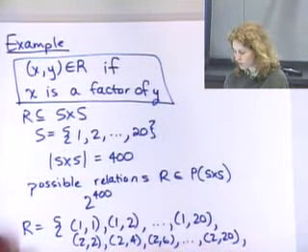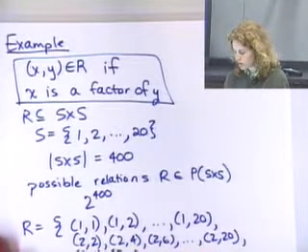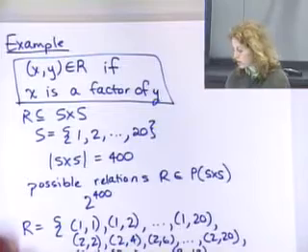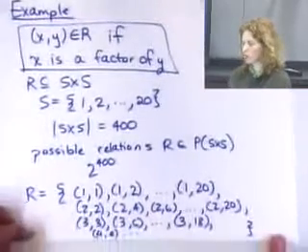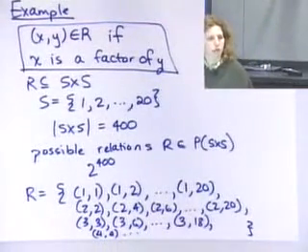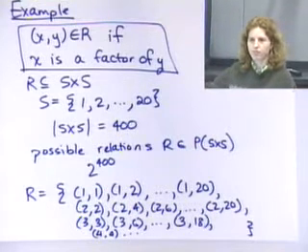And then I'm going to have what? 3, 3, 3, 6, all the way up to 3, 18. And then 4, 4, and so on. You can fill this thing out because you know how to do factors, right? We don't need to put all the points. It's just one example of a relation. We could have made it smaller and made it so we could draw it.